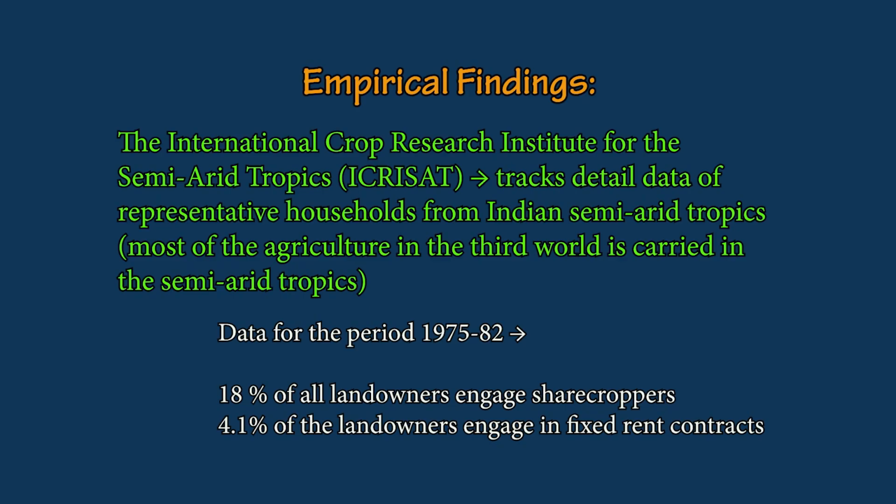Now, if we observe the ICRISAT data for the period 1975 to 82, we find that 18% of all the landowners engage sharecroppers. Only 4.1% of the landowners engage themselves in fixed rent contracts. So, this is a paradoxical result in the sense that instead of being dominated by fixed rent contract, land market in India is dominated by sharecroppers.